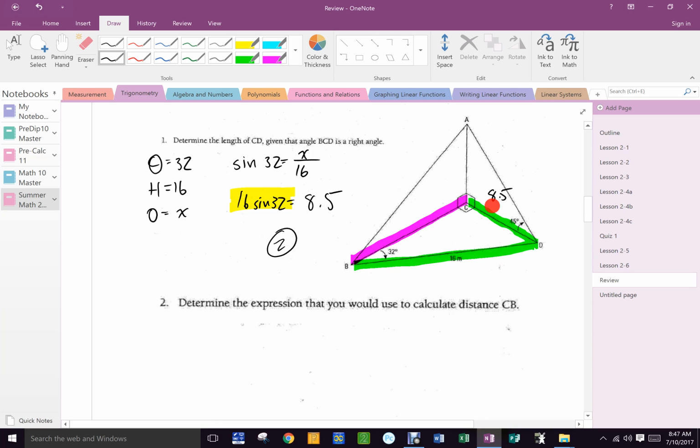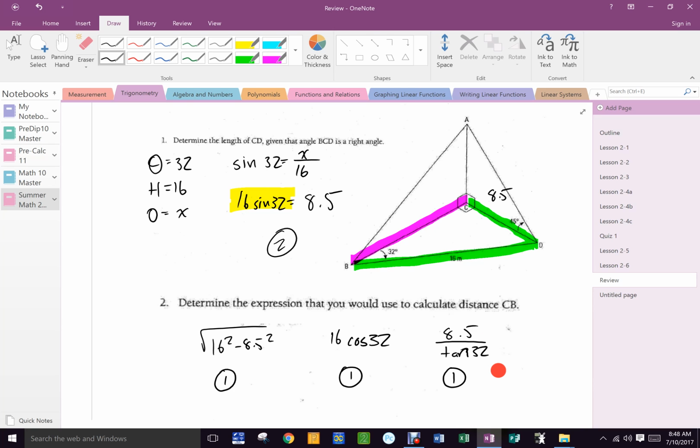Now that you know that that's 8.5, how will you find the third side of that triangle? You could do Pythagoras. So you could do the square root of 16 squared minus 8.5 squared. That would get you 1 mark. Or you could do 16 cos 32. That would get you 1 mark. Or you could do 8.5 over tan 32. All of those would be acceptable. I don't care which one you used. That's the beauty of trig. But you don't get all 3 marks. You only get 1 for whatever one you used.